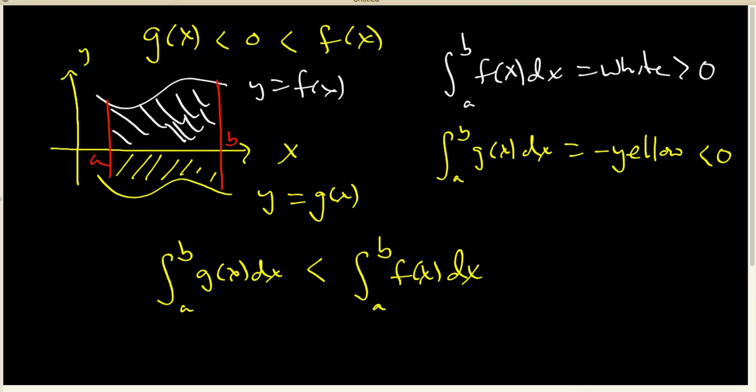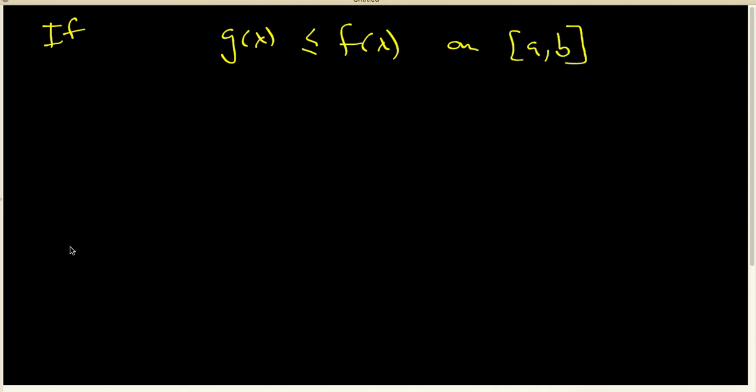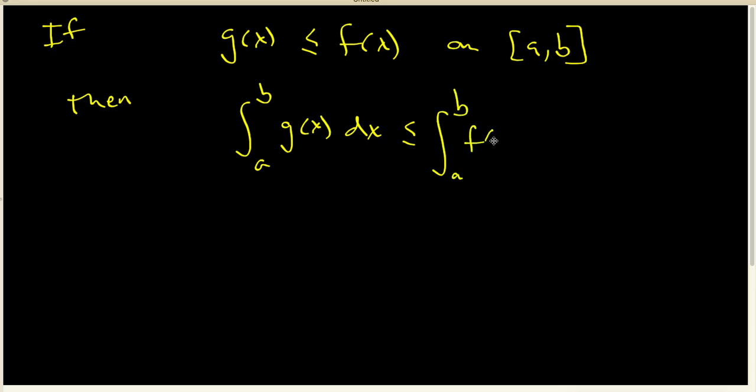So in conclusion, what we've seen here is that if g of x is less than or equal to f of x on an interval between a and b, then no matter which scenario we have, the integral for the g function will always be less than or equal to the integral for the f function. And this is a major theorem, and we want to make sure that it gets into your notes, and we'll look at an application of this theorem in the next video.